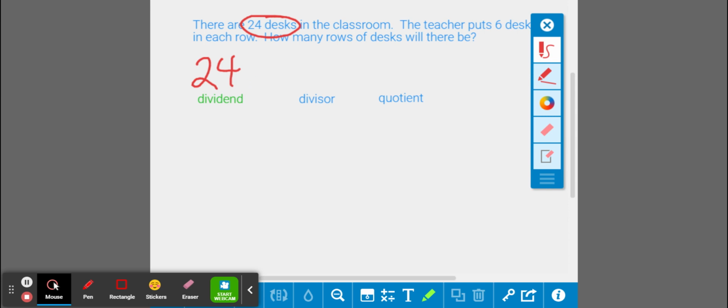Those are the amount of objects that are in each row. So we're going to put that as the quotient. So what we're going to have to find today is the divisor. The divisor is going to be how many rows of desks there are, so we'll just name that R for rows. So our equation now is 24 divided by R equals 6. So we're going to be trying to solve this problem for this missing part of the equation.